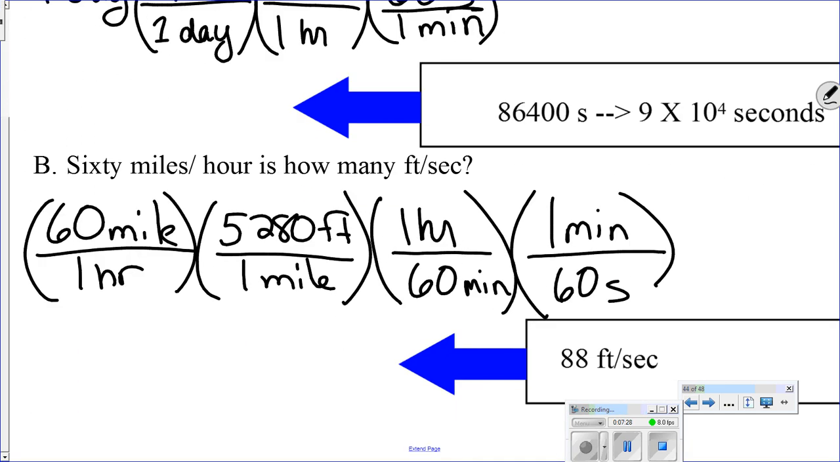60 miles per hour is 88 feet per second. Again, that's kind of a tricky one in terms of sig figs, so maybe I should have rounded that to 90 feet per second. We don't really have a whole lot of sig figs when things are written out.